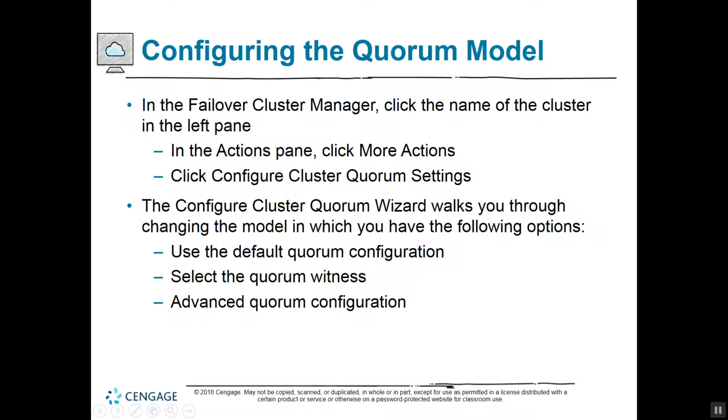And configuring the quorum model. In the Failover Cluster Manager, just click the name of the cluster in the left pane. In the Actions pane, click More Actions. Click Configure Cluster Quorum Settings, and then we'll get the Configure Cluster Quorum Wizard. It'll just walk you through it step by step.